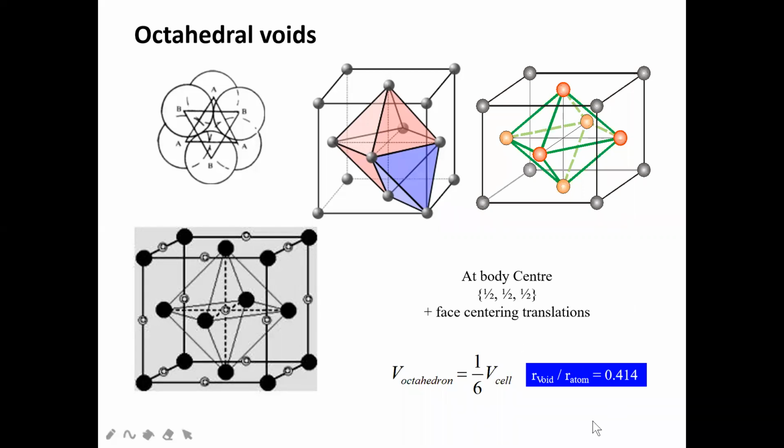And in terms of the largest atom that can fit into the octahedral void relative to the lattice atom, it is 41.4% of the lattice atom size. So this is also a relatively small atom which can fit into the octahedral site. But if you compare it with the tetrahedral site, the octahedral site has a relatively larger space.